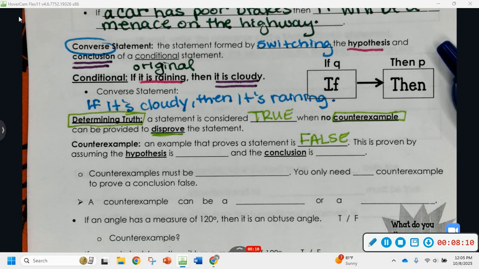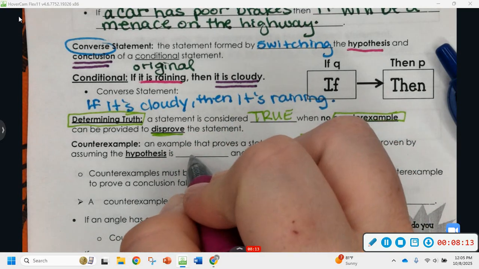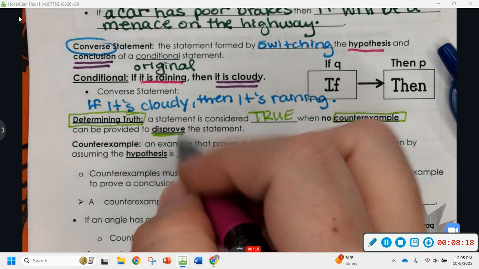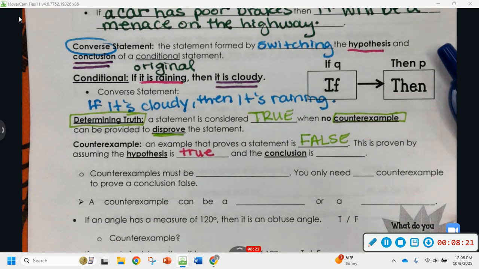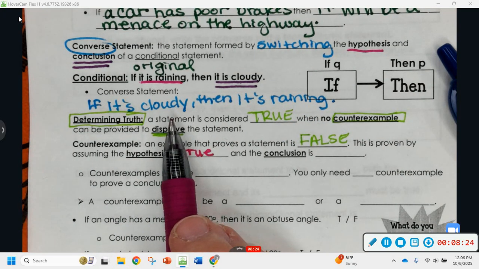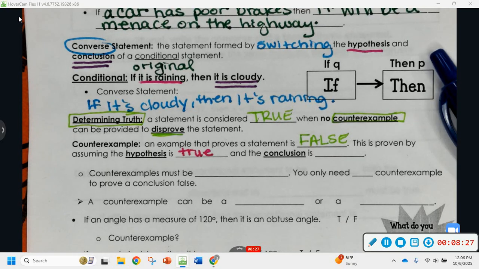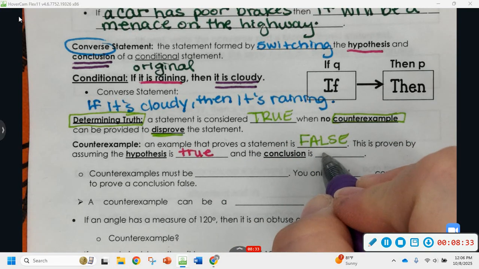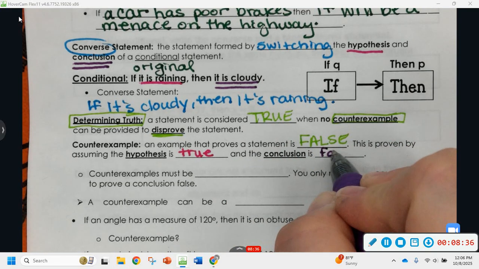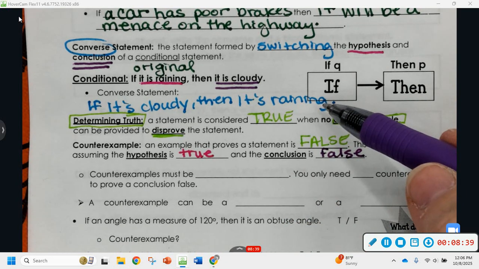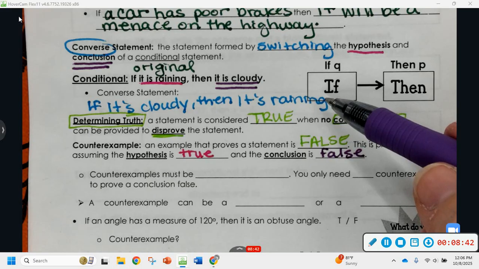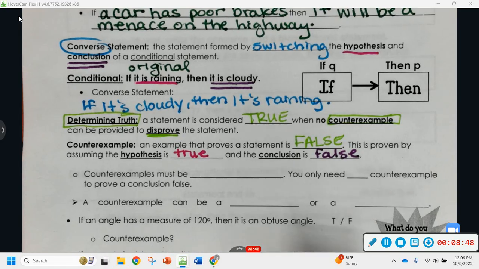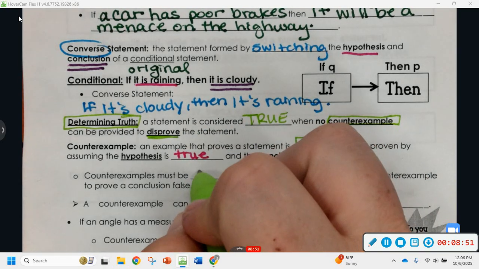Now, in order for it to be false, the hypothesis still has to be true. So this is proven by assuming the hypothesis is true, assuming that yes, in fact, there are clouds out, but we're going to show with a counterexample that the conclusion is false. So our example would again just be that, hey, it doesn't necessarily have to be raining. Now, counterexamples must be something specific.